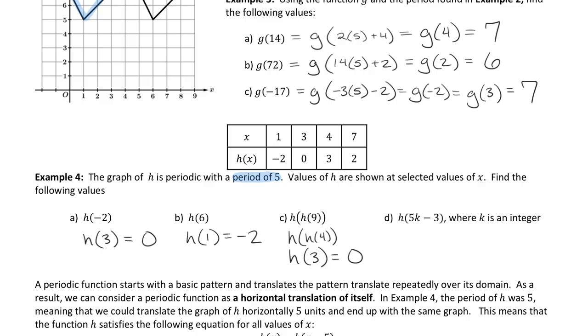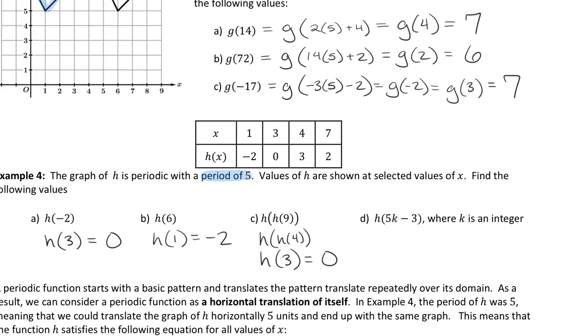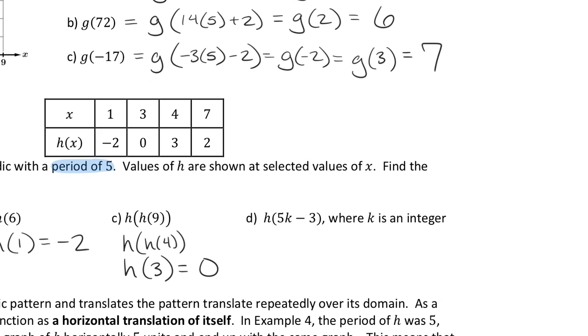Now this last part says, interestingly, evaluate h of 5k minus 3 where k is an integer. Do we know what an integer is? It's just been a minute since we defined it. Can you give me an example of an integer? 1. Great, 1. What else? 2, 3, negative 5, 7. Essentially, whole numbers plus 0 and negative numbers are integers. No decimals, no fractions.